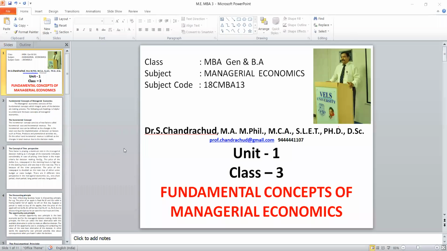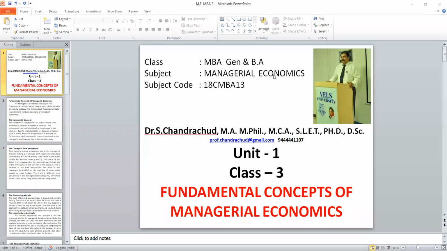As far as this class is concerned, we should have a basic idea about management economics first, the definition and nature. Then if you start listing out the basic concepts of management economics, it will be of 5 categories. Number one is the incremental concept.